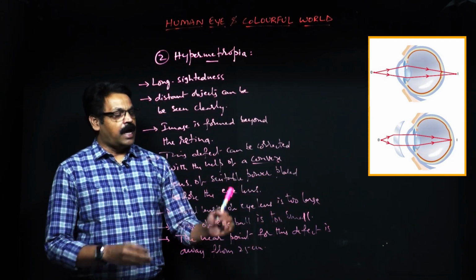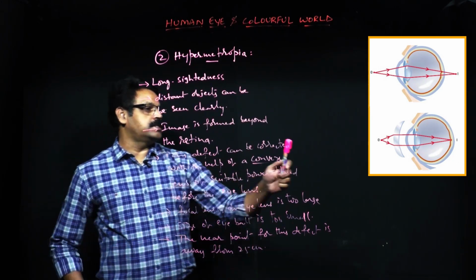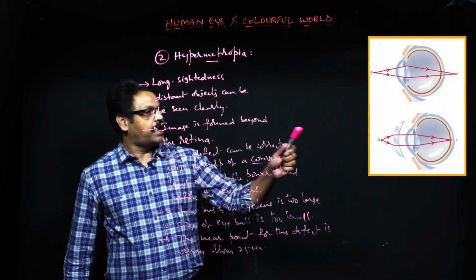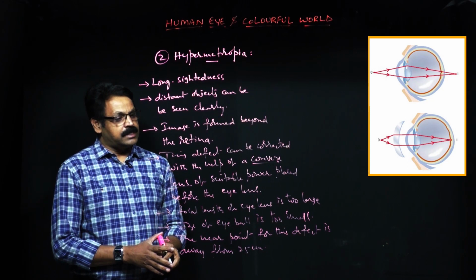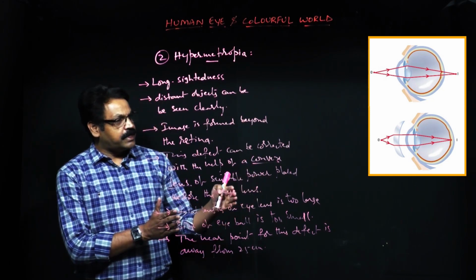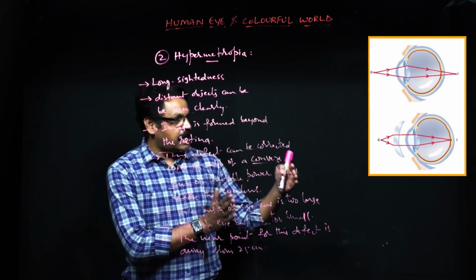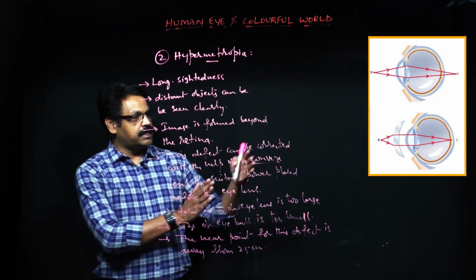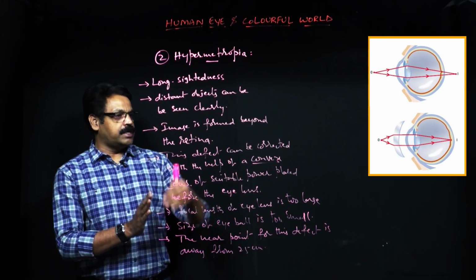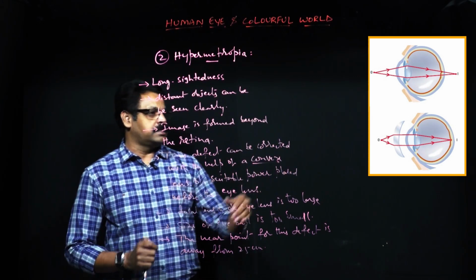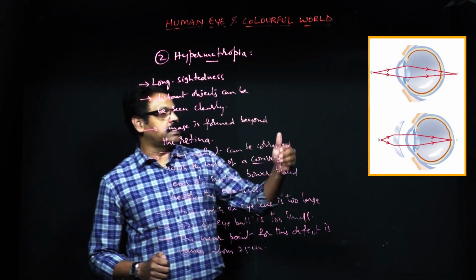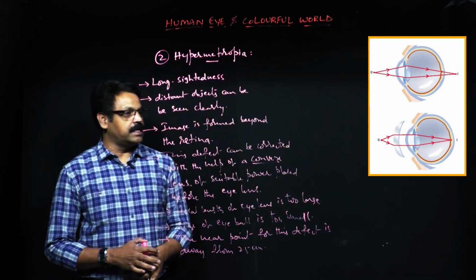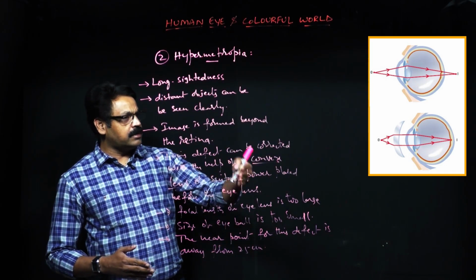That means actually what is happening is the image is not formed on the retina, in fact it is formed beyond the retina. The reason for that is the near point for this defect is not exactly at 25 centimeters, but the near point is away from the 25 centimeters. That's the reason the image is focused not on the retina, it is beyond the retina. It has to be brought back to the retina.